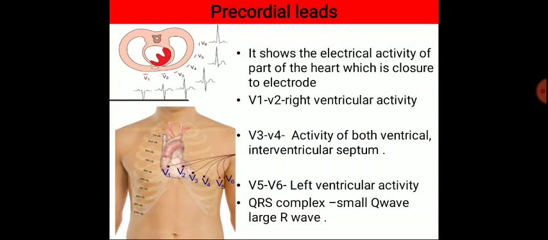V5 and V6 show the activity of the left ventricle. They are extended up to the mid axillary line, so they show the activity of the left ventricle.